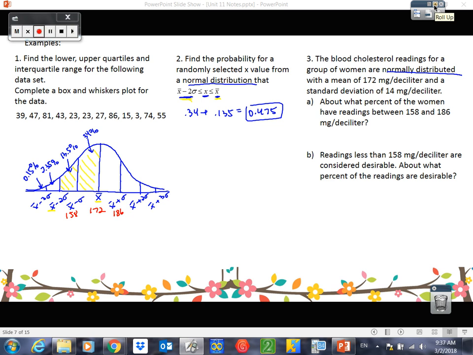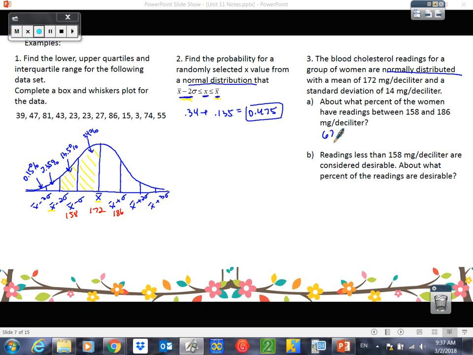It says, about what percent of the women have readings between 158 and 186 milligrams per deciliter? Okay, so we have this over here. We can see that. It's going to be this section in here, right? One standard deviation from the mean, which we know is 68%. Now, as we're getting later in the year, I'm going to start transitioning to writing things like we're going to in calculus. So we're not going to just write 68% and move on, because that's not what we would get credit for in calculus. So we're going to say what it is.